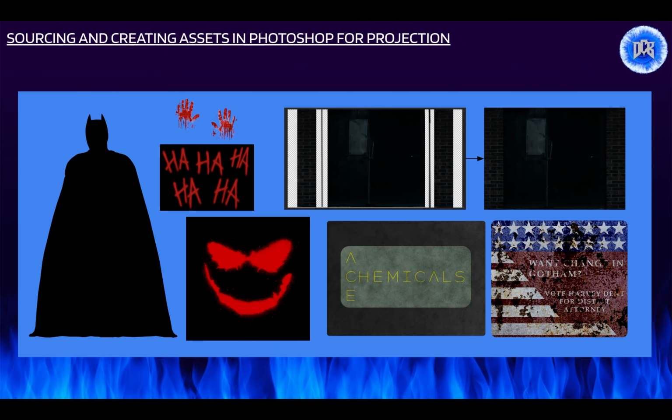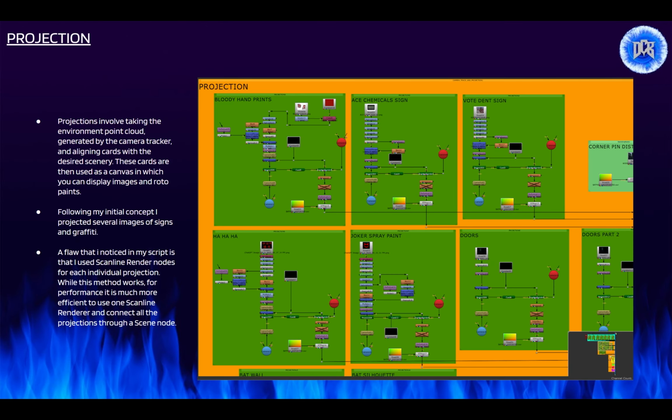These are some images that I sourced and created in Photoshop for my projections. Projections involve taking the environment point cloud generated by the camera tracker and aligning cards with the desired scenery. These cards are then used as a canvas in which you can display images and roto paints. Following my initial concept, I projected several images of signs and graffiti.